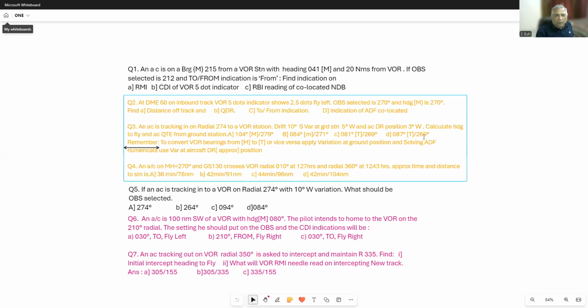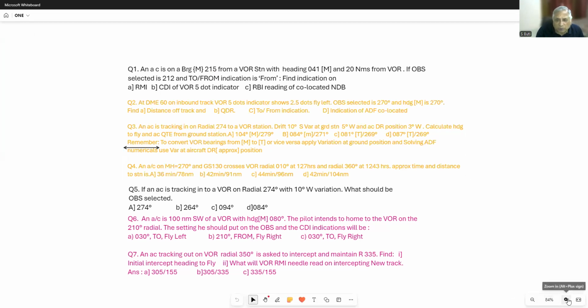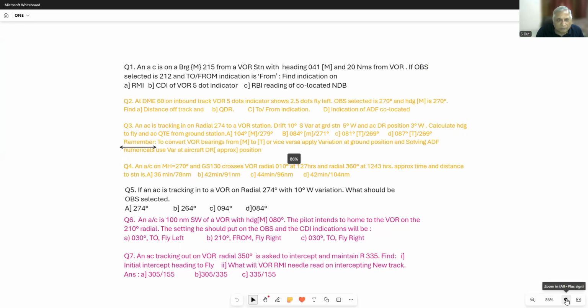When you are doing ADF numericals, you have selected magnetic heading plus relative bearing to get QDM, and he says, no, give me the QTE. You have to again apply variation. Which variation? At the place where the aircraft is flying. Because ADF bearings are measured by the aircraft, whereas VOR radials are transmitted from the ground. This is applicable when variation at the ground position and your aircraft approximate position is different.